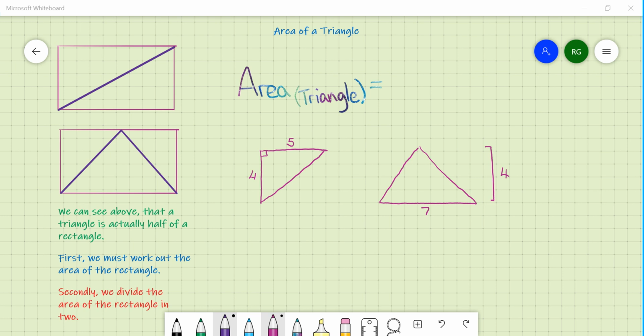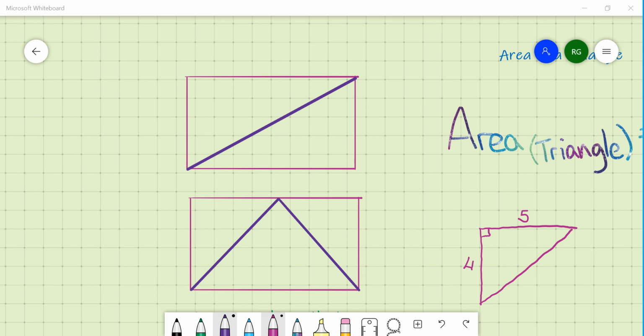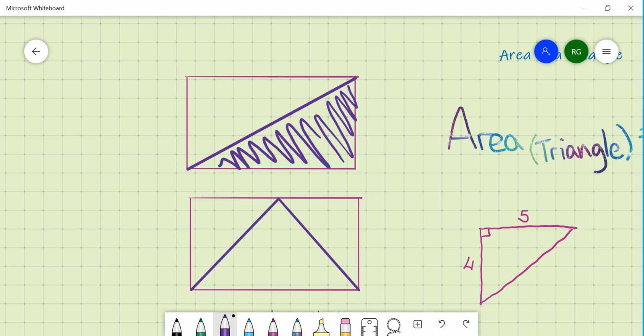Today we're going to be looking at determining the area of a triangle. If we look at the two rectangles in the middle of your screen at the moment, you can see that I've drawn some purple lines on them in order to signify two triangles. Well, there's a few triangles. So in the first example, if I shade it in, you can see that there is a purple triangle here. What I'm going to prove to you today is that that purple shaded triangle is exactly half the entire area of the rectangle.